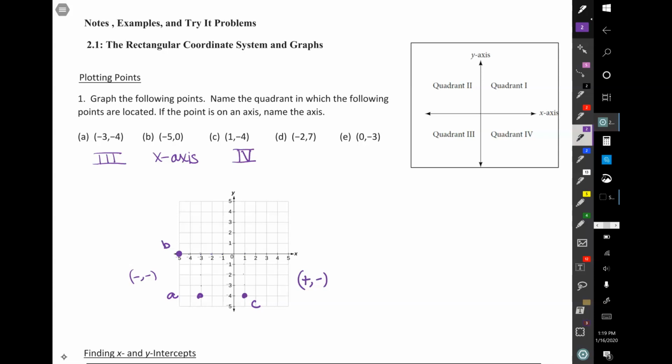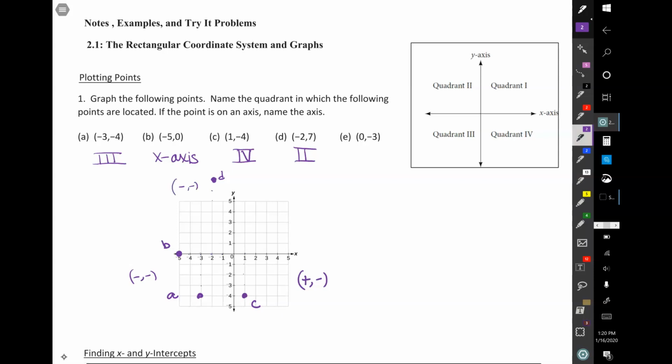D is the point (-2, 7). So that one, again, I'm going to hover at the 0. I'm going to move 2 units to the left, and then I'm going to go up 7. And you'll notice here that although my grid just goes to 5, I can extend off. So if you run out of grid, just judge where it might be, and that's point D. And that one is in quadrant 2. And that is also a negative.